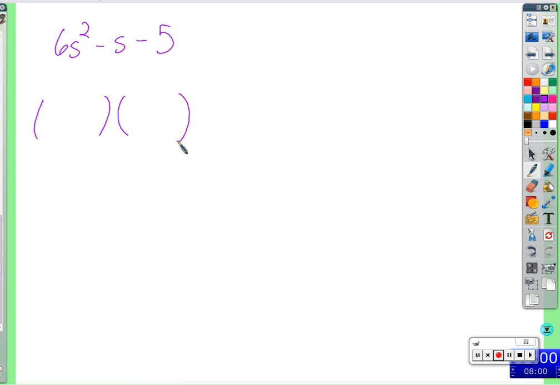So, the whole time you're doing this, think about when I multiply this together, what am I trying to get? When I multiply these first two things together, what am I trying to get? 6S squared. Normally we're trying to get S squared, but now we're trying to get 6S squared. What two things could we multiply together and get 6S squared? 3S and 2S. 3S times 2S is 6S squared.